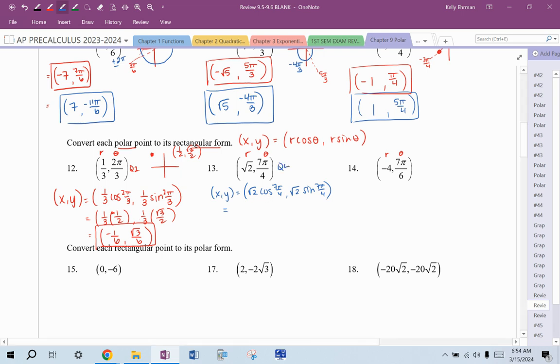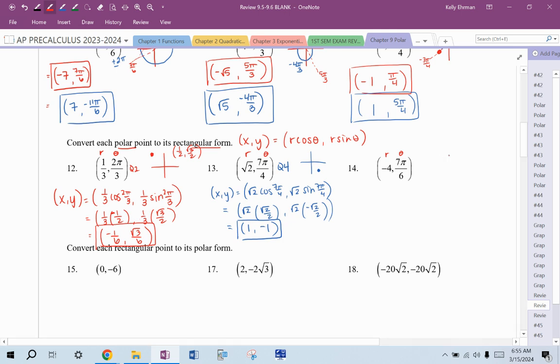7 pi over 4 is in quadrant 4. So this is going to be radical 2 times positive radical 2 over 2. And sine is negative radical 2 over 2. So this multiplied together is 2 over 2. So 1, negative 1 is our final x, y coordinate. So if we were to face 7 pi over 4 and go forward radical 2 units, another way to get there is to go right 1, down 1.